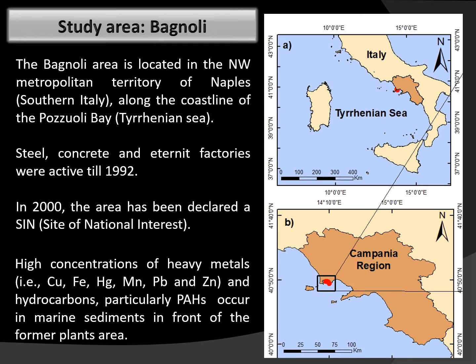Bagnoli area is a large brownfield close to the city of Naples, southern Italy. Bagnoli hosted steel, concrete and lettering factories which operated till 1992. Since then, many remediation projects were proposed to restore the area. Previous studies found high concentration of heavy metals, for instance mercury, lead and zinc, in the sea sediments in front of the former plant.